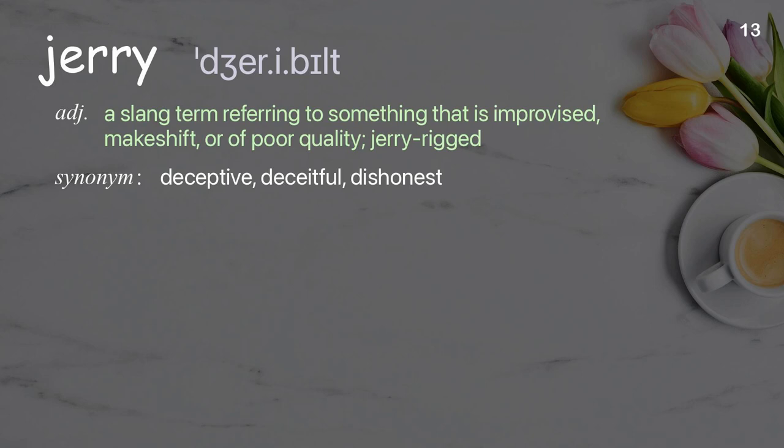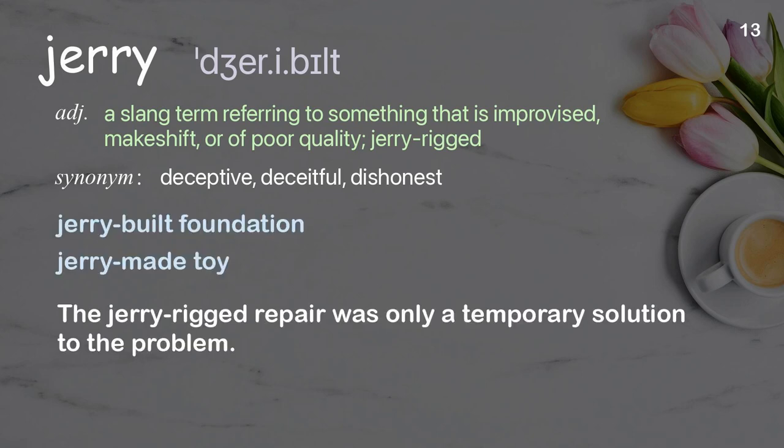Jerry. A slang term referring to something that is improvised, makeshift, or of poor quality, jerry-rigged. Examples. Jerry-built foundation. Jerry-made toy. The jerry-rigged repair was only a temporary solution to the problem.